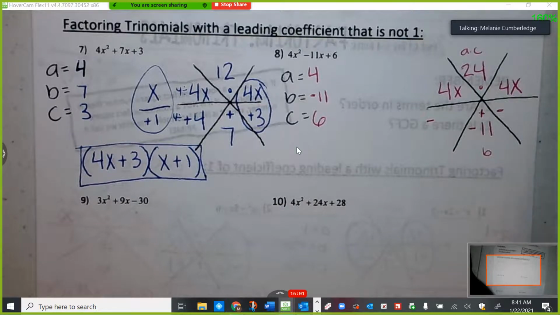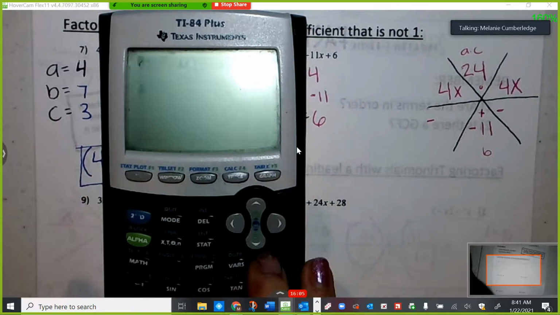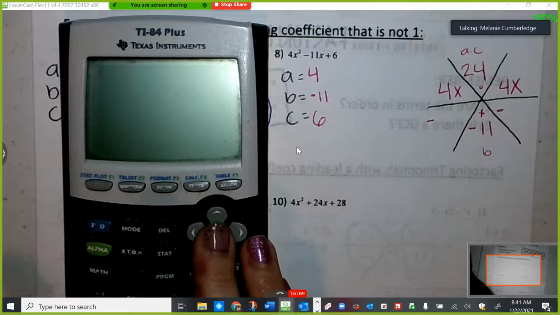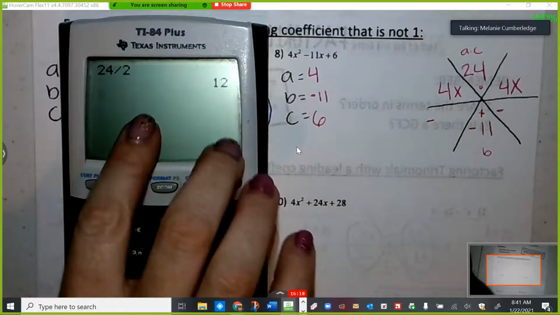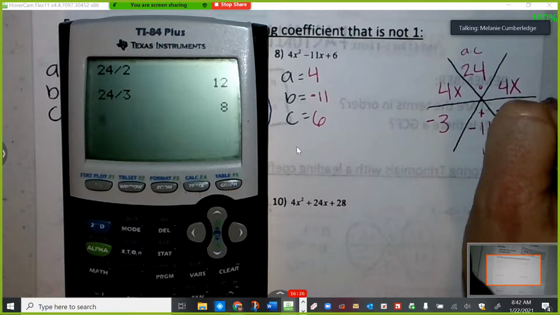Now, if you struggle with finding these numbers, I know y'all don't have a graphing calculator, or you might, but you're not supposed to. You won't on your test. You can come here and you can do division. So I always start with like 2. 24 divided by 2 is 12. 2 and 12 do not make 11. 24 divided by 3. 3 and 8, well, that does make 11. So 3 and 8.